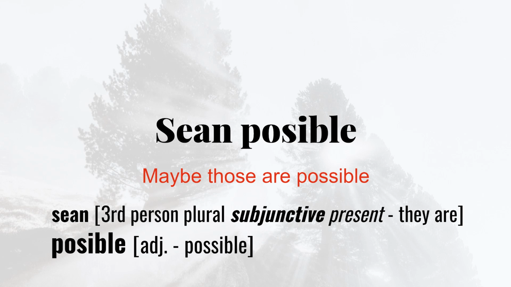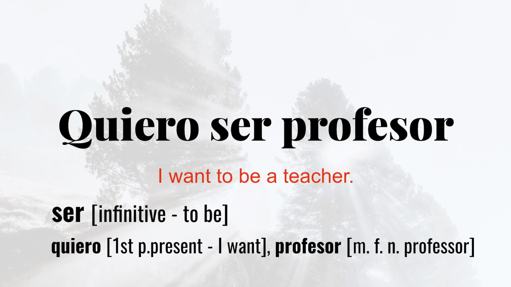Sean posible, meaning maybe those are possible. Sean is third person plural subjunctive present meaning they are. Posible is an adjective meaning possible. Quiero ser profesor. I want to be a teacher. Ser is the infinitive form of the verb meaning to be. Quiero is a first person present of the verb querer meaning I want. Profesor is a masculine or feminine noun meaning professor.